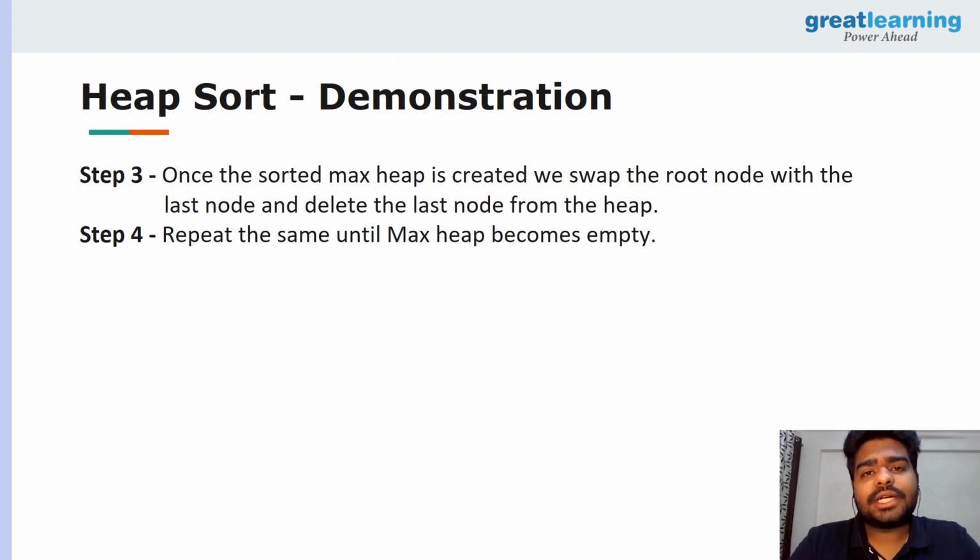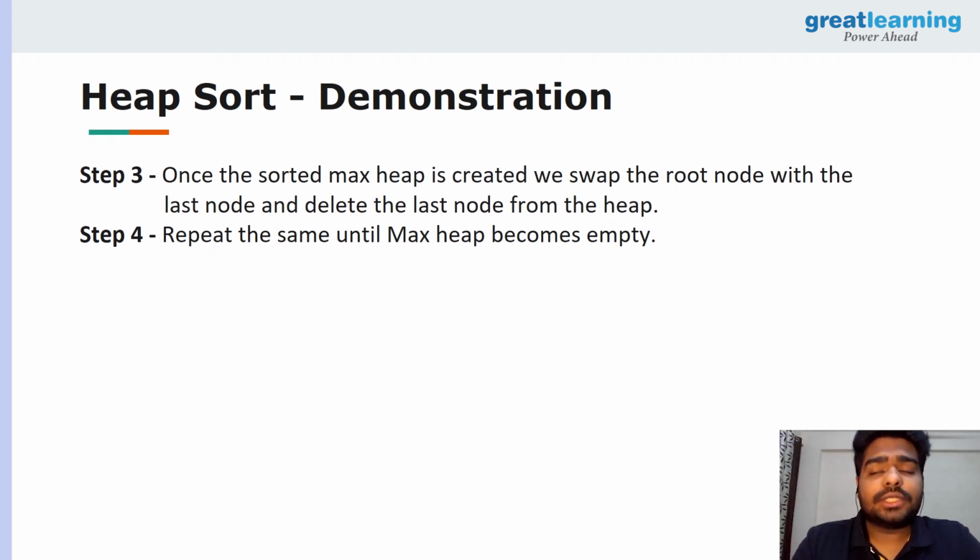Now if you look into step 3, we will do that swapping again, but first let's see what step 3 is so that you don't forget the steps. Step 3 says once the sorted max heap is created, remember till now you have not created the sorted max heap. There is a slight error. We swap the root node with the last node and delete the last node from the heap. So once the max heap is created, we swap the parent node with the last node and the last node is deleted. And we repeat this same process until you get only one element in your heap.